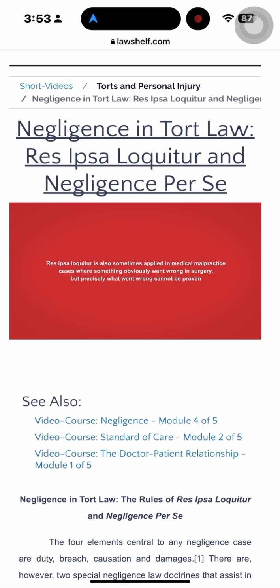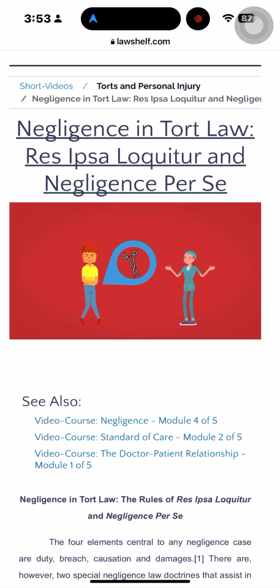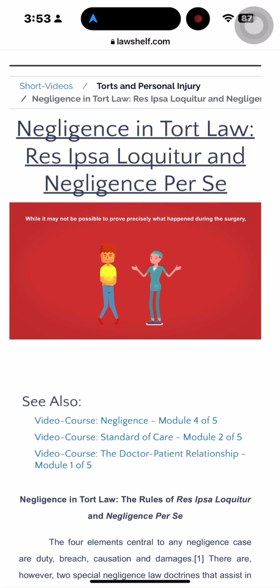Res ipsa loquitur is also sometimes applied in medical malpractice cases where something obviously went wrong in surgery, for example, but precisely what went wrong cannot be proven. A foreign object might have ended up in a patient, or suturing may have been proven to be ineffective. While it may not be possible to prove precisely what happened during the surgery, possibly because the only people conscious at the time work for the defendant hospital, events occurred that do not ordinarily occur in the absence of negligence. This would be sufficient to swing the burden of proof to the defendant hospital so that it will be held liable unless it can prove the chain of events that demonstrates that it was not negligent.